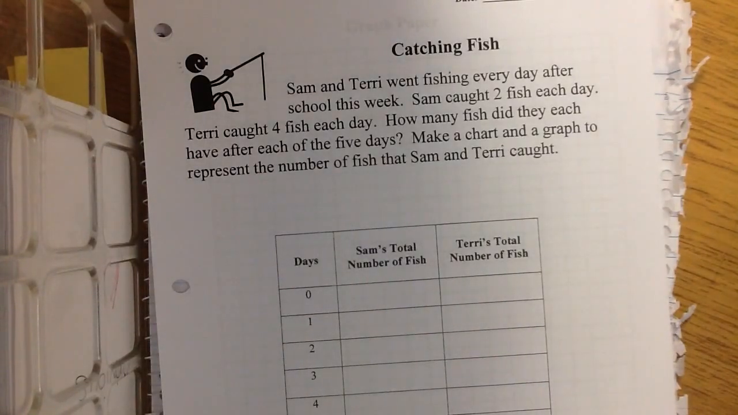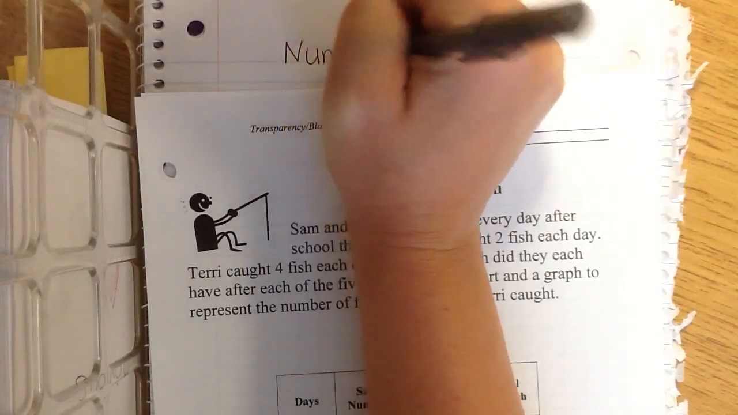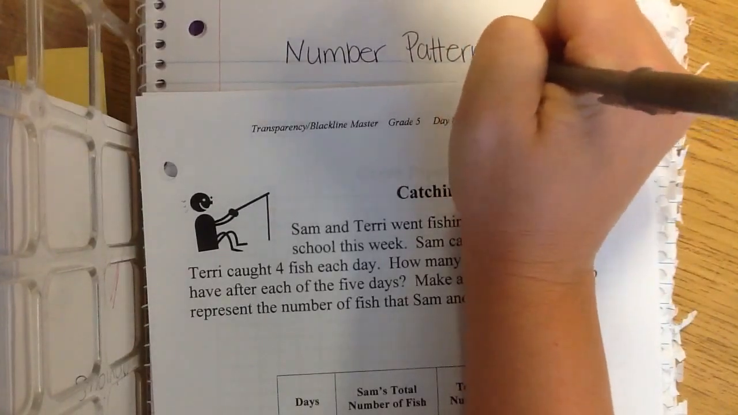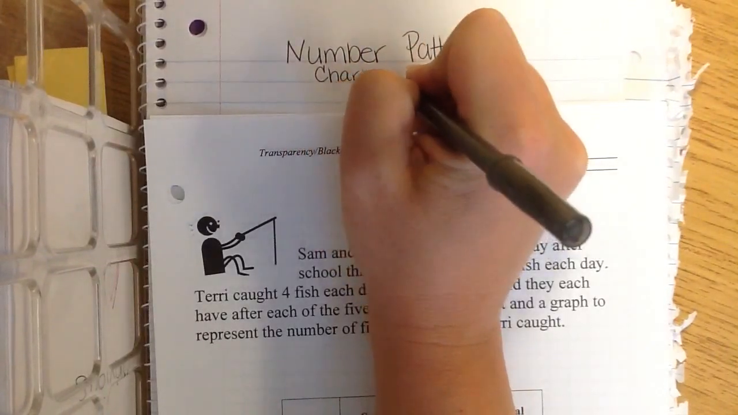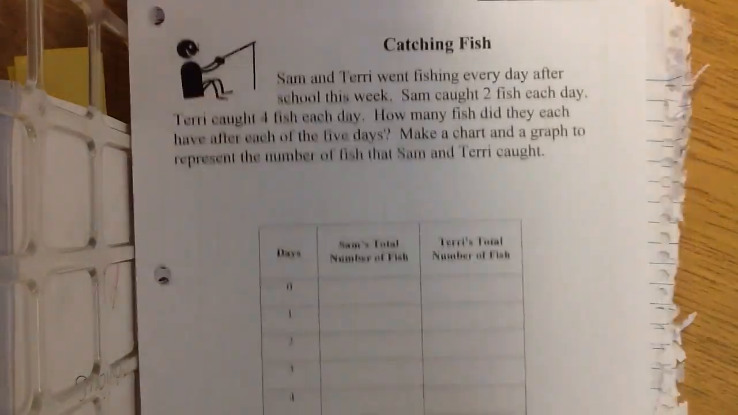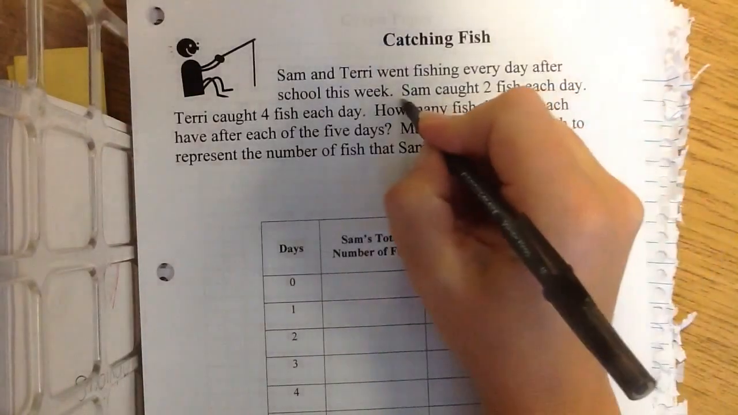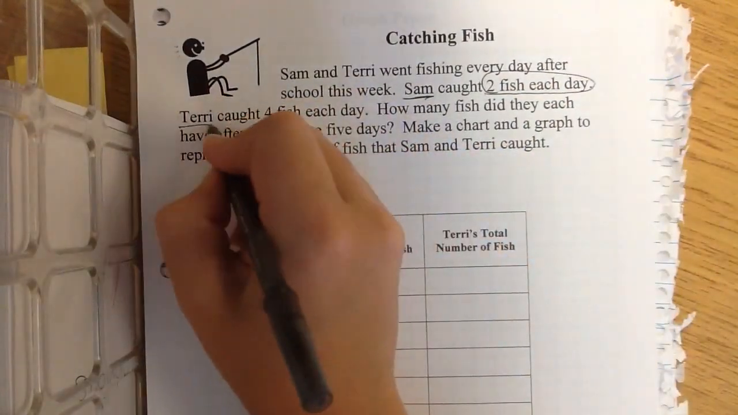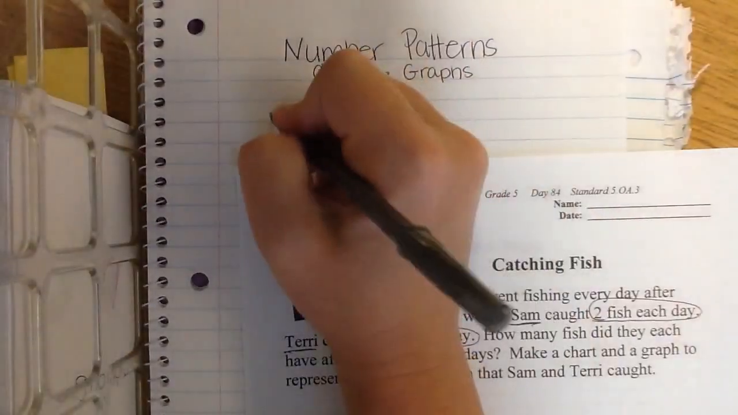So here's our situation. Let's first write down that we're looking at number patterns. And in looking at number patterns, we're going to use charts and graphs. So I'm going to look at this example about catching fish. Sam and Terry went fishing every day after school this week. Sam caught 2 fish each day, and Terry caught 4 fish each day. So let's write that down.